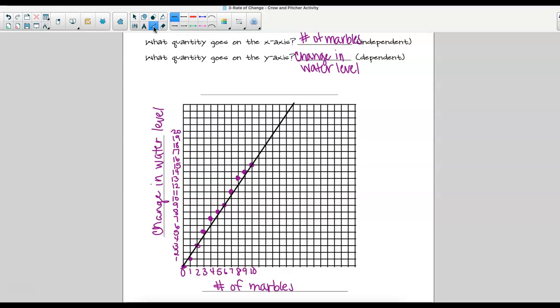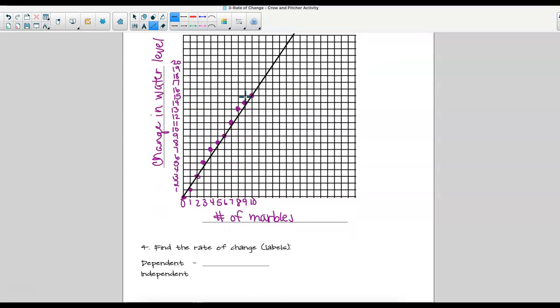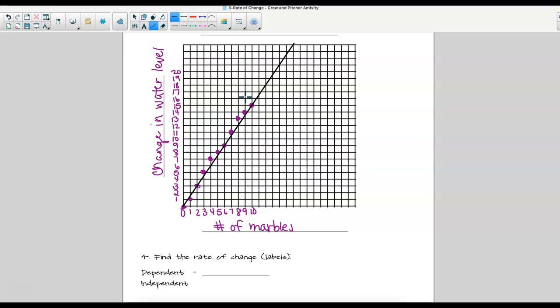Okay? Rate of change is really also known as the slope. So when I ask you to find rate of change, I'm also asking you to find the slope of the line, or how steep the line is. Now, in order to do that, it's really easy. To find the rate of change, it's the dependent over the independent. The dependent is the water level. The independent is the marbles.